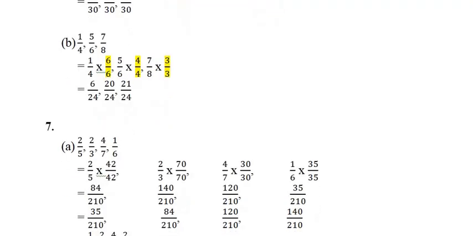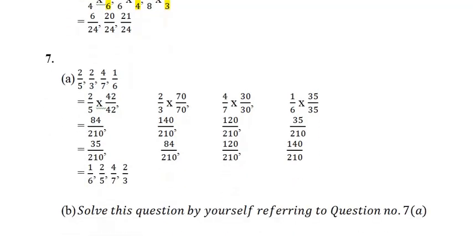Now question number 7. You have to arrange these fractions in the ascending order. Okay, so to arrange the fractions in ascending order or descending order, first of all you should convert them into like fractions. Okay, like fractions. So if you take out the LCM of 5, 3, 7, 6, you will get 210. Okay, so 210 is the LCM of 5, 3, 7 and 6. Okay, so denominator should be 210.